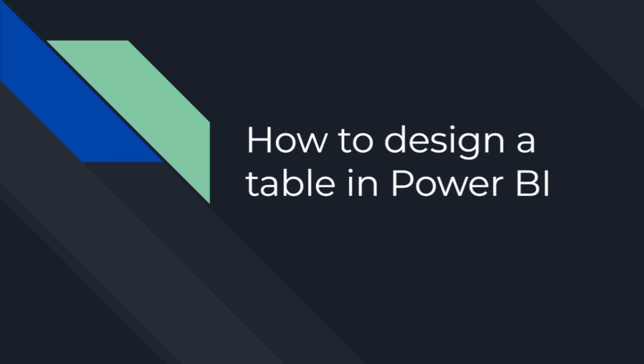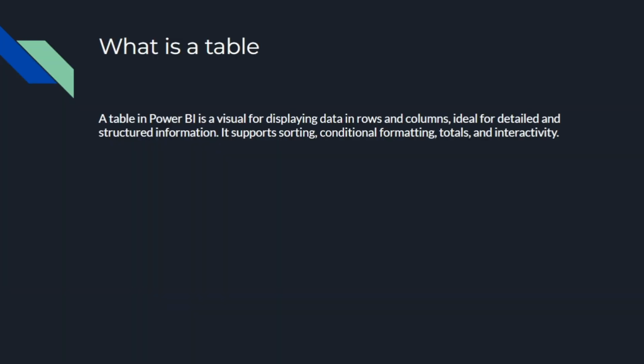So today we're going to be talking about how to design a table in Power BI. A table in Power BI is a visual for displaying data in rows and columns, ideal for detailed, structured information. It supports sorting, conditional formatting, totals, and interactivity. What I mean by that is, if we are used to the Excel system, we are trying to create a table, like a pivot table. So that's what we want to do now. We want to create a table in Power BI.